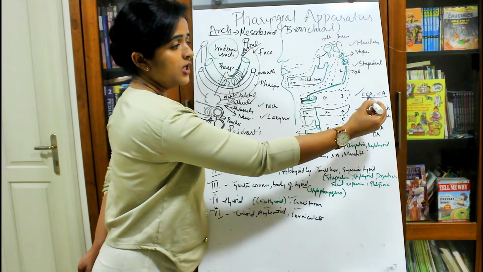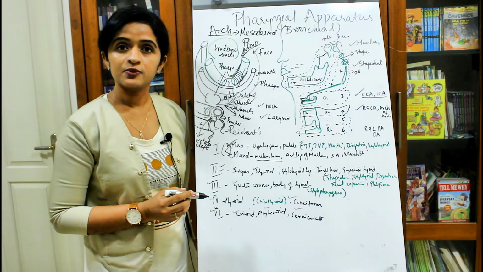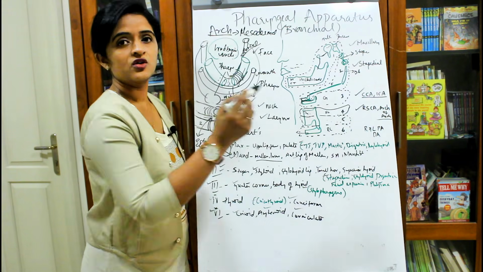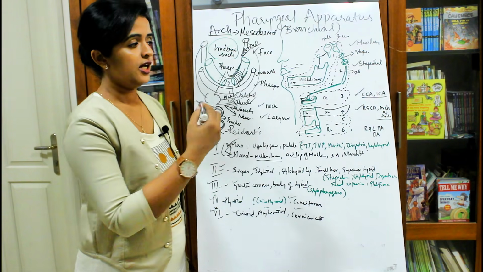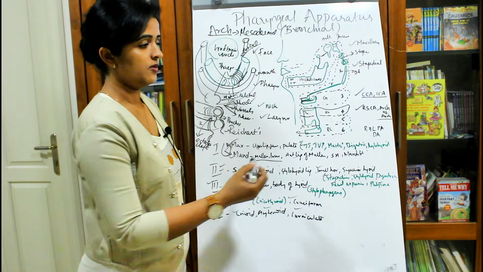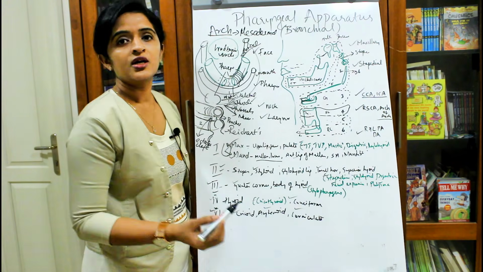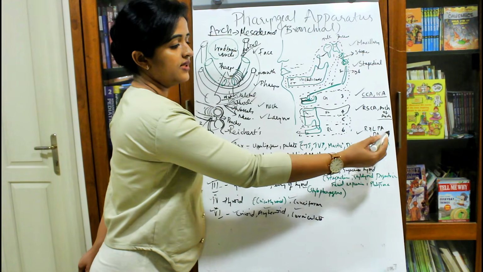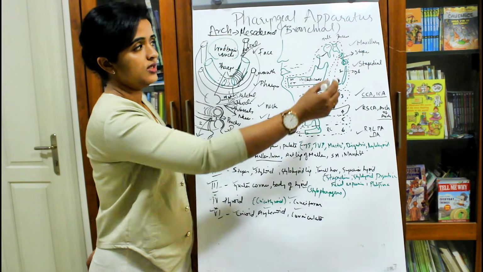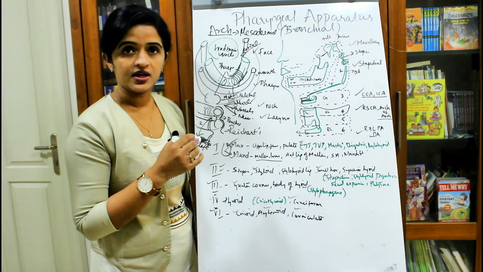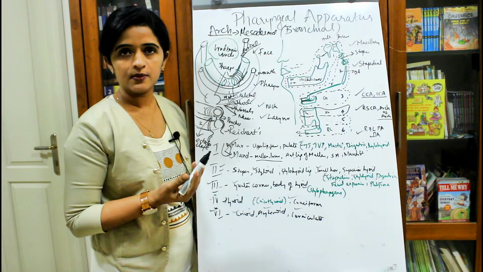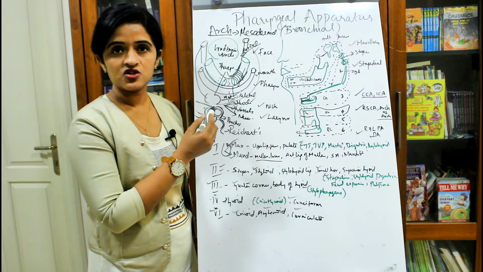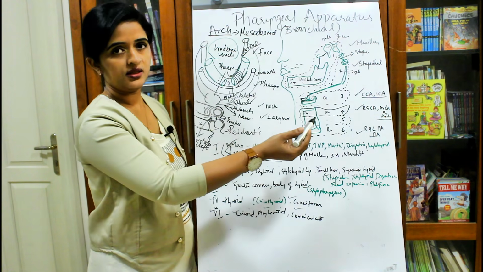About the fourth arch, on the right side it is the right subclavian artery, and on the left side you have the arch of aorta formed. And what about the sixth aortic arch? You have the right and left pulmonary arteries, and on the left side again you have the ductus arteriosus. So these are the vessels which are derived from each arch, or you can say in a better way, the aortic arches which were running through each pharyngeal arch, the remnant of it is seen in these forms.